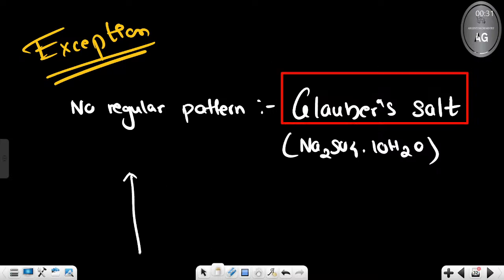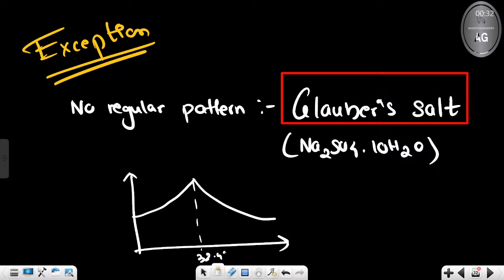What happens here is, as you increase the temperature, first the solubility will increase, which is endo, then suddenly it will become exo. So it will be like this. At this point you get the maximum solubility, around 32.4 degrees Celsius. This part is endo, solubility increases. This part is exo, solubility decreases. The graph is solubility versus temperature. Up to 32.4 degrees Celsius it increases, and after that it keeps decreasing. So there is no regular pattern for Glauber's salt.